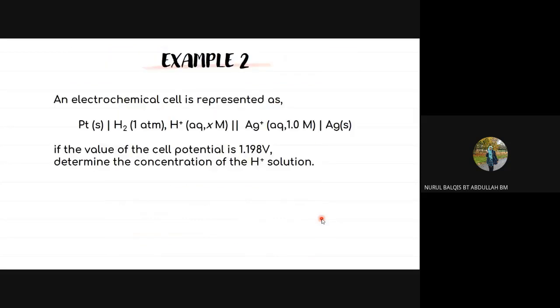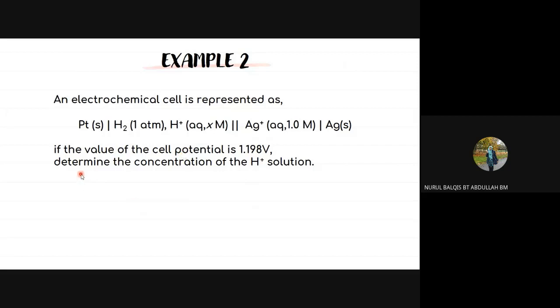Okay? Right, example, very quickly. You are given cell notation. If the value of cell potential is 1.198 volts, can I know this cell potential, what is the symbol? E not cell or E cell only? E cell only. Okay, bila E cell nak guna Nernst ke tak? Awak ada E cell? Dalam standard electrode potential tu ada tak E cell? Tak ada, confirm tidak cell. Confirm Nernst equation. Okay, itu satu.